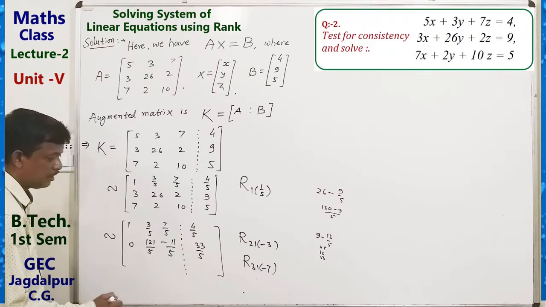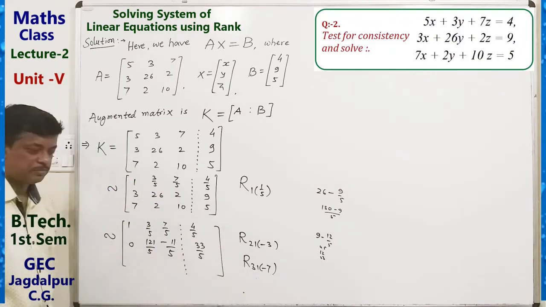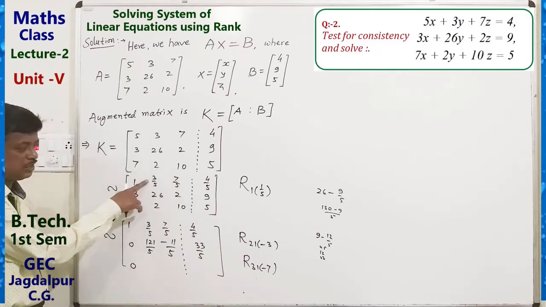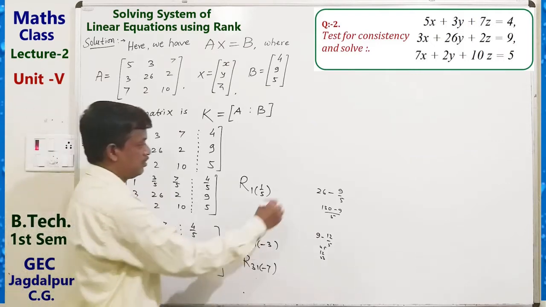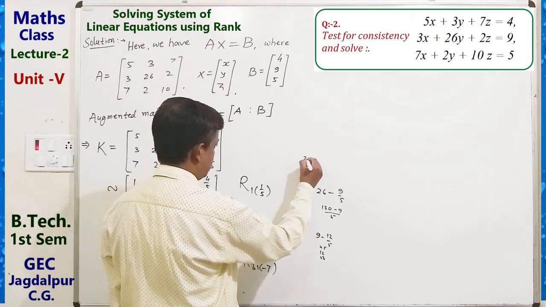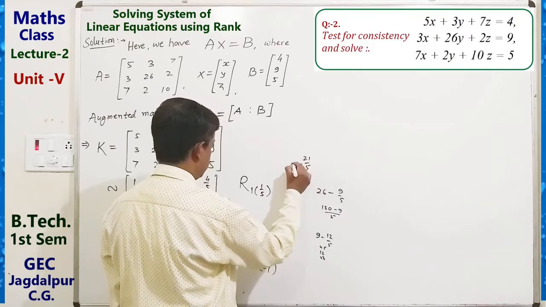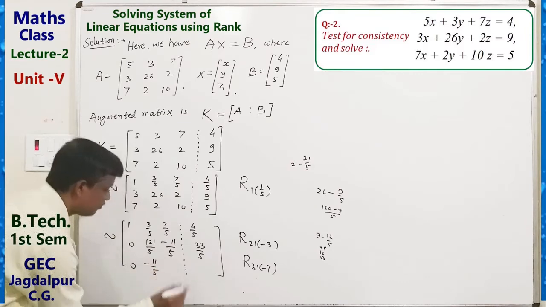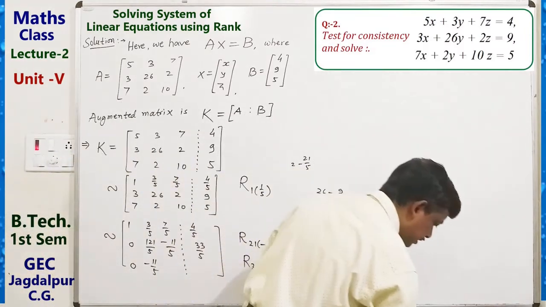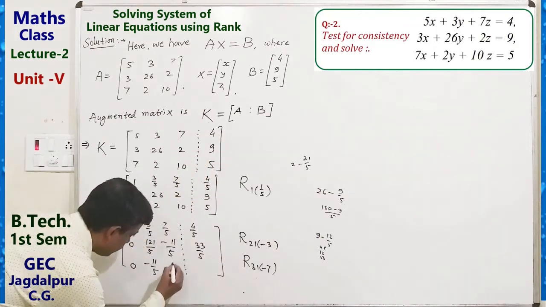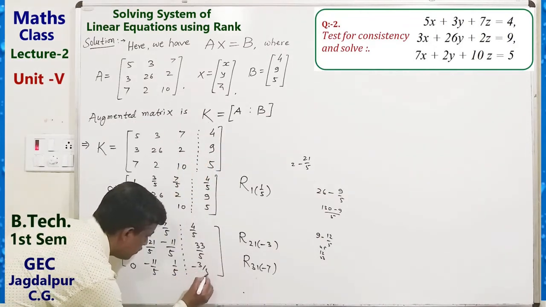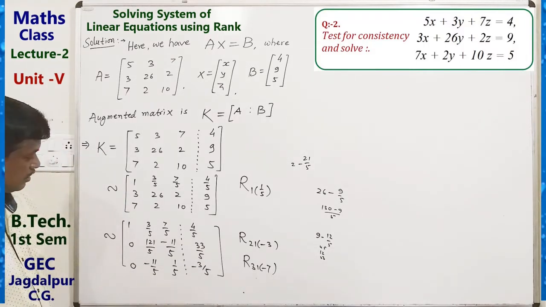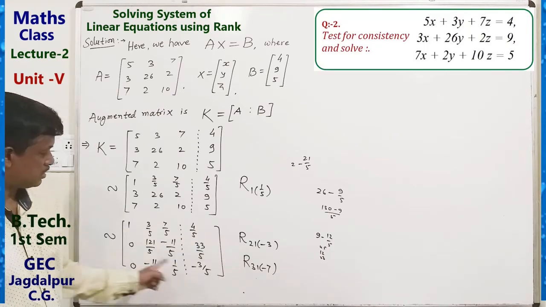Now minus 7 multiplied to here and make it 0. Minus 21 by 5, again minus 11 by 5. Just calculate it. By using this operation, we get like this.